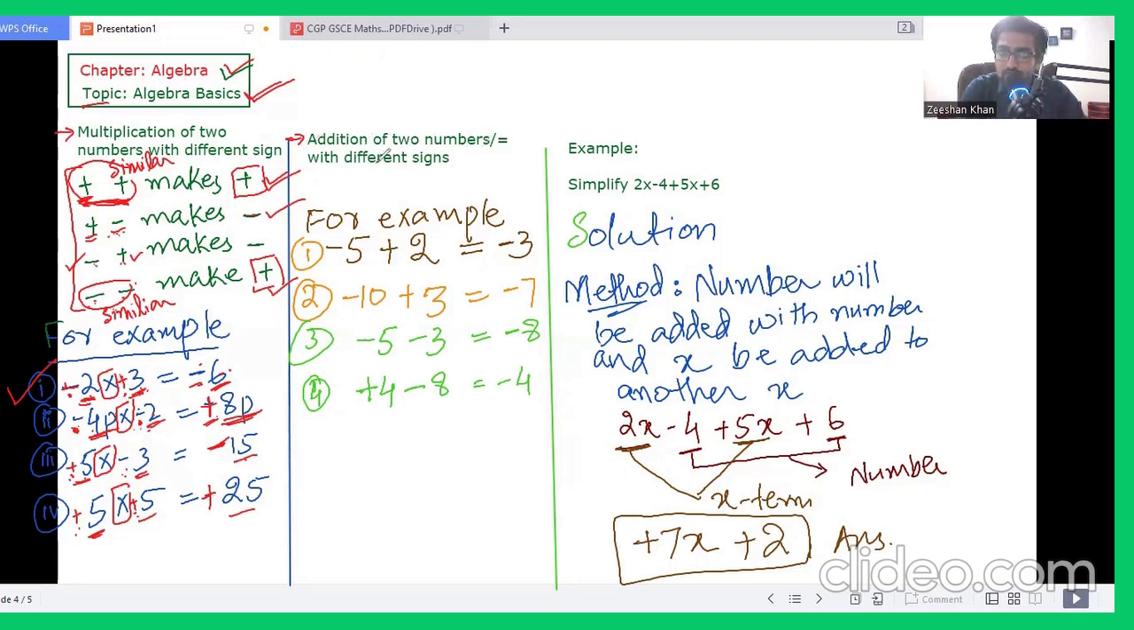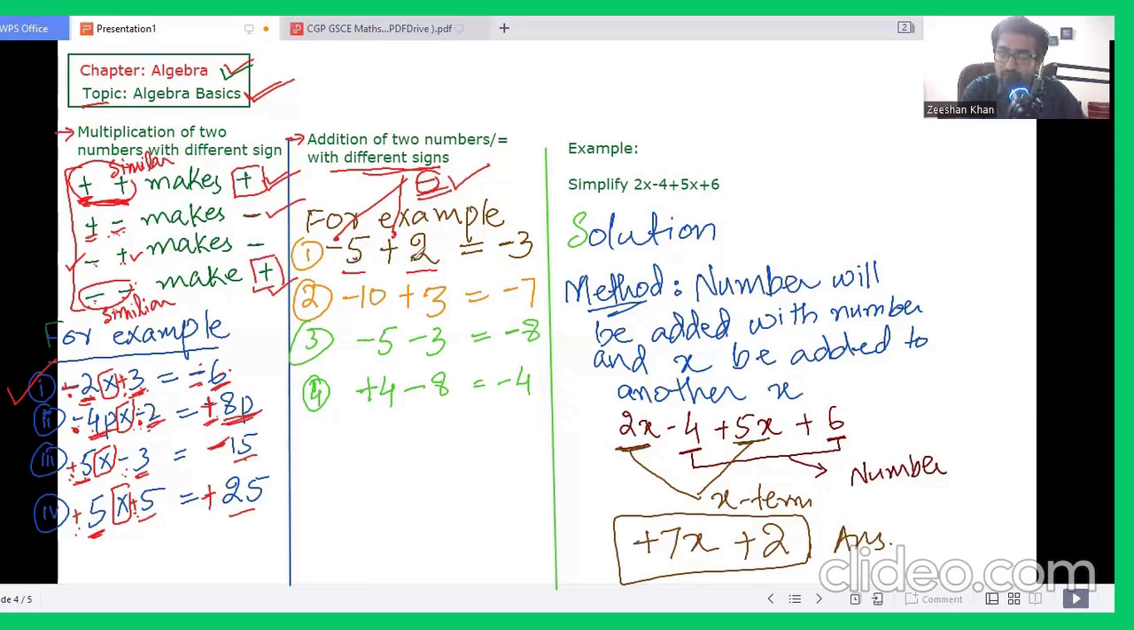Addition of two numbers with different signs. For example, -5 plus 2. Now in this case, you will see negative times plus. Negative times plus is negative. We know that, right? We have studied that previously. Now we got this minus. So what does it mean? It means that we will subtract these two numbers from each other. Obviously, we will subtract the smaller number from the bigger number because we got minus.